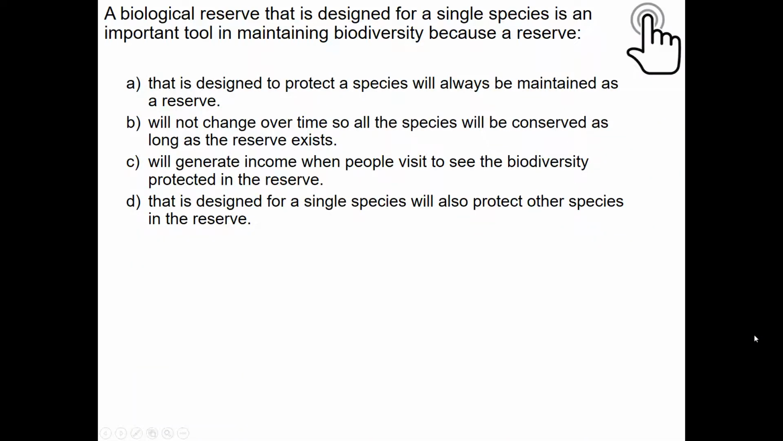All right, another clicker question. A biological reserve that is designed for a single species is an important tool in maintaining biodiversity because a reserve, A, that is designed to protect a species will always be maintained as a reserve, B, will not change over time, so all species will be conserved as long as the reserve exists, C, will generate income when people visit to see the biodiversity protected in the reserve, or D, that is designed for a single species will also protect other species in the reserve. So pause the video and answer the question below.